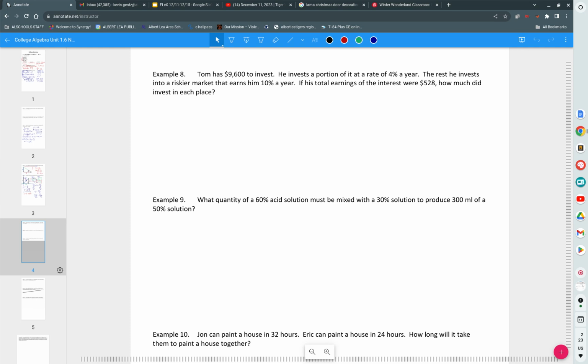If you'd like to write just part of the problem down, you can do that. Tom invests $9,600. He invests it into 2 different categories. One, he invests at a 4% interest rate. The other, he invests in a riskier market. It turned out it gave him 10%. You might ask why he did not invest it all at 10%. Well, maybe the 4% was guaranteed, and the 10% he had to take a little bit of a risk on.